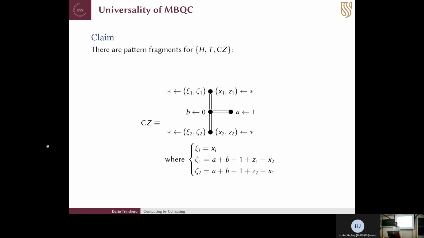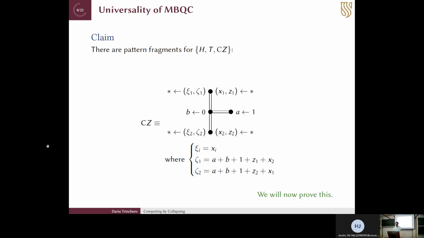And likewise, CZ has no feed forward. So the only one that actually requires feed forward is T, which is kind of interesting, and there are good reasons for that that I'm not going to have time to talk about. Okay. So, let's prove this.